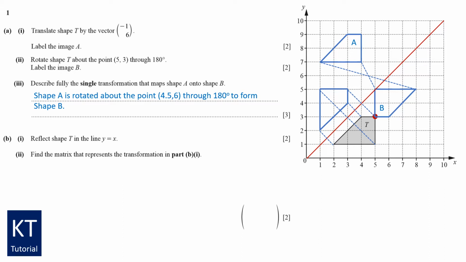Next, find the matrix that represents the transformation in part B1. This is the matrix that would represent swapping x with y and vice versa.